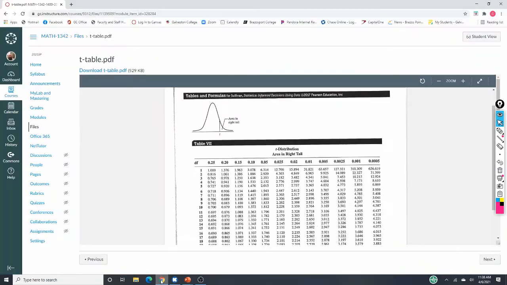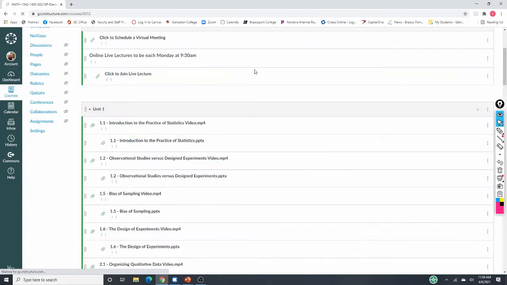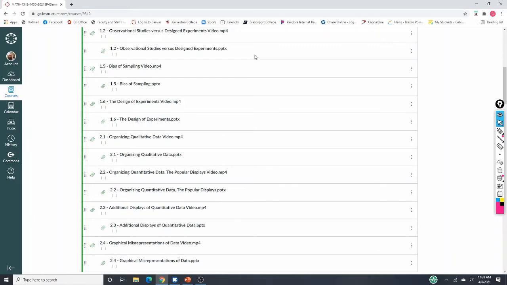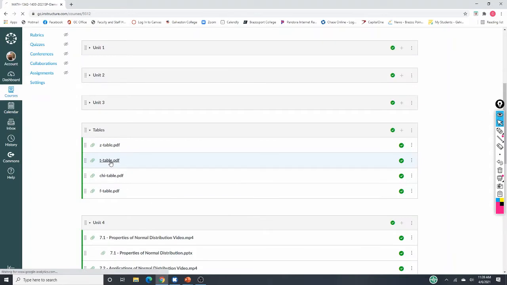If you go back into Canvas and scroll down the home page, as fast as the internet will let us, you'll see between Unit 3 and Unit 4 we have all of our tables, and we're looking at the t table now. When we click on it, we'll be able to see the t table.